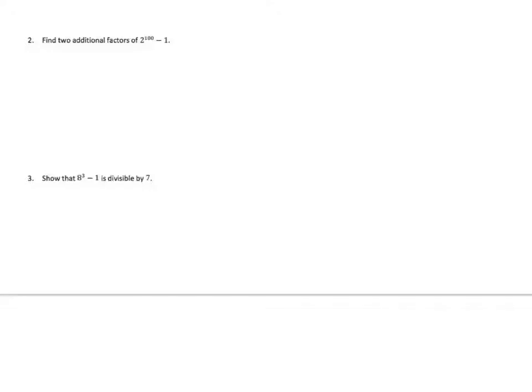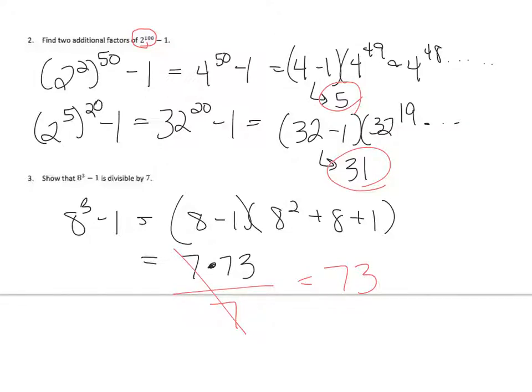Okay, you guys try these. Find 2 additional factors of 2 to the 100th power minus 1, and then show that 8 to the 3rd power minus 1 is divisible by 7. And use the identities we've discussed. I'll give you a clue. You need to break this number into something else, like we did 2 to the 4th power to the 25th power. Try to find 2 more ways to do that. Go ahead and push pause and look through the work, and let me know if you have any questions tomorrow.